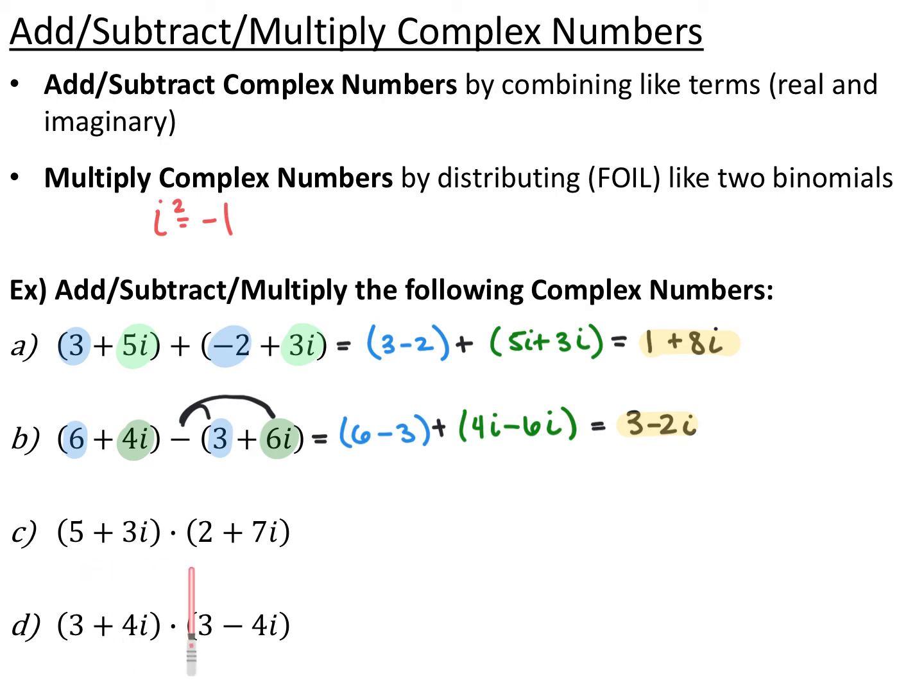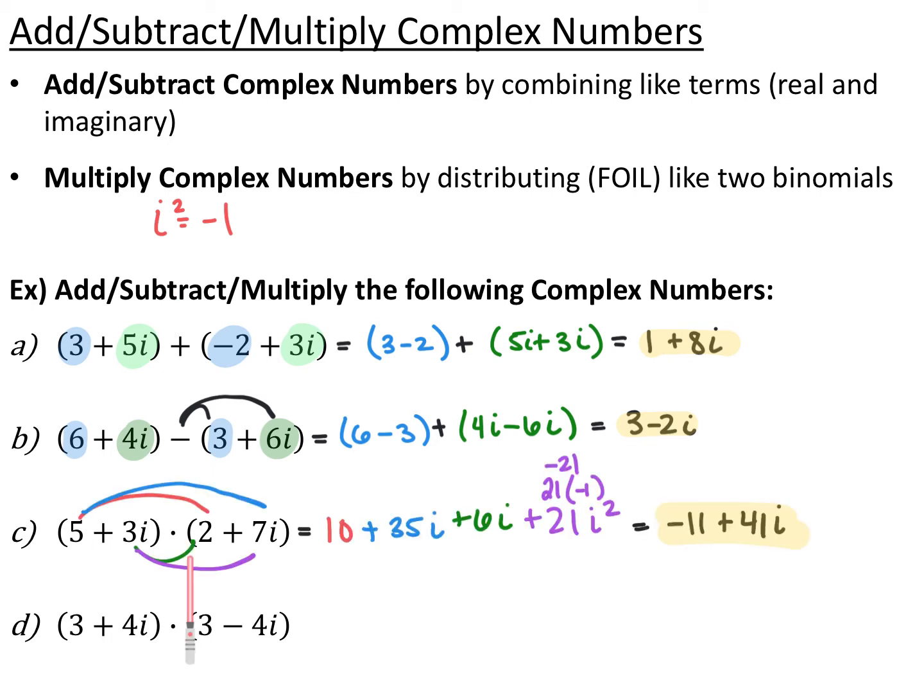Now when we multiply, you would do the exact same thing as if these are x's. Again, the only thing you have to be careful of is that i squared is equal to -1. So I'm going to FOIL this out. 5 times 2 is just 10, 5 times 7i is 35i, 3i times 2 is 6i, 3i times 7i is 21i squared, but i squared is -1, so this really ends up being a -21. So then combine like terms, I end up with -11 plus 4i.